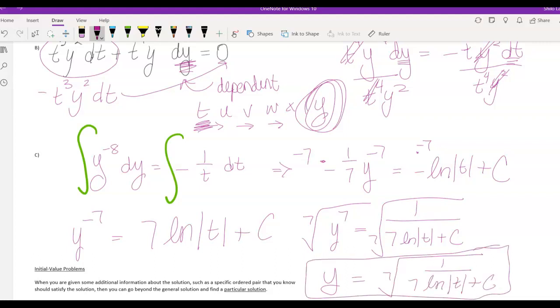y is equal to the 7th root of 1 divided by 7 natural log absolute value of t plus c. And there really is no simplifying we could do there.